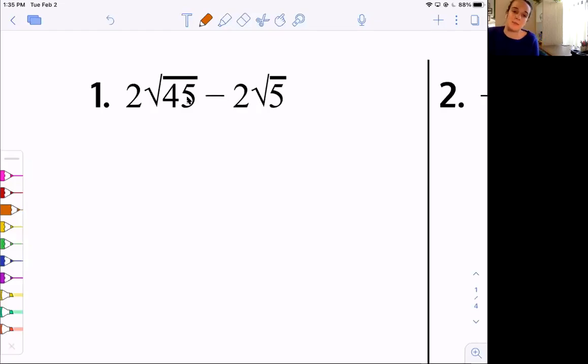If I have the same number here, if I break it down, right? So I'm going to go ahead and break down 45 into two numbers. 45 into two numbers.